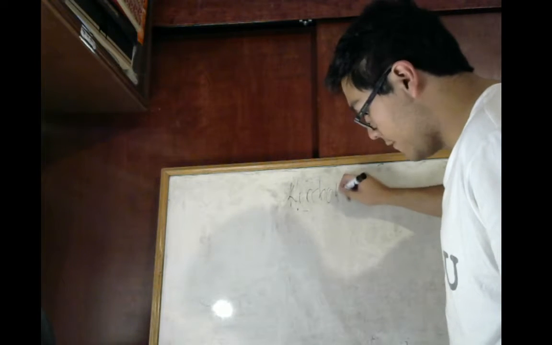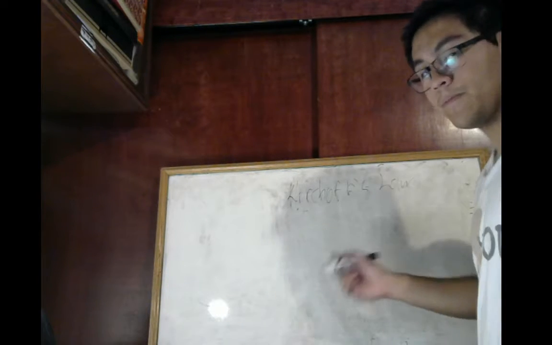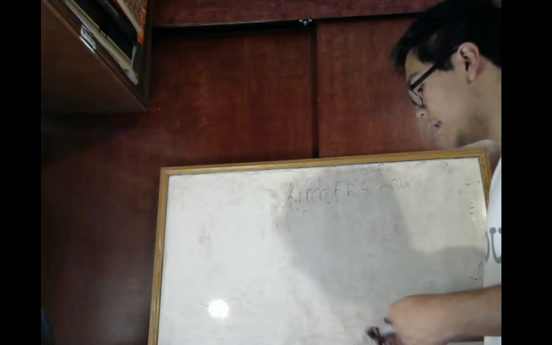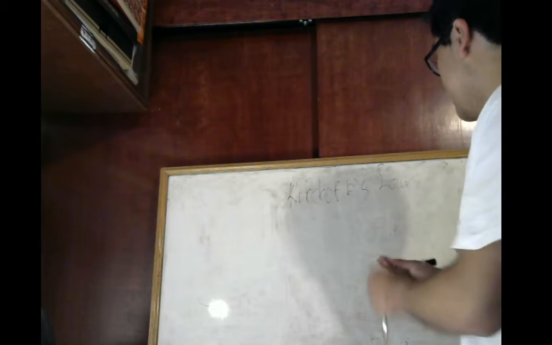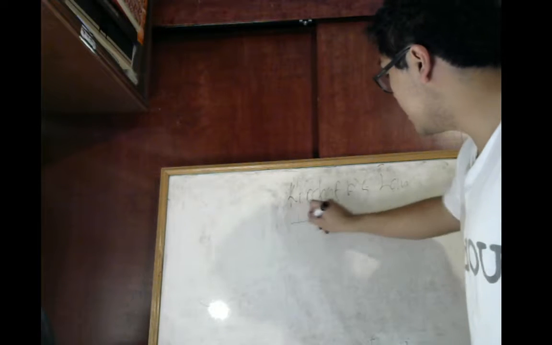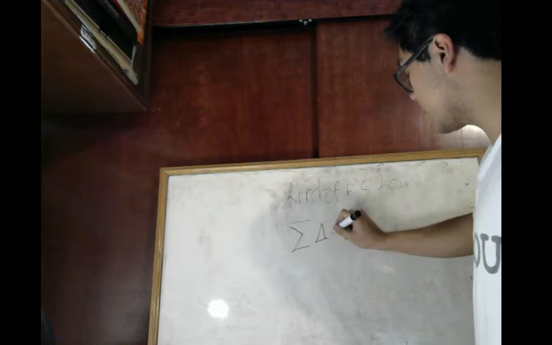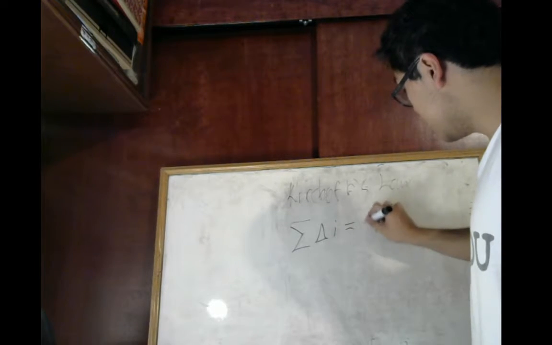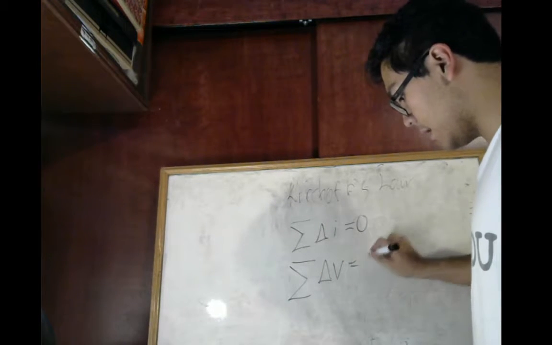Kirchhoff's law. Now, what Kirchhoff basically did was ask, when I have more than one battery in a circuit, how will I calculate it? Well, he put two simple rules, which may not be that simple in practice, but are pretty simple on paper. He said the sum of all the currents will be equal to 0, and the sum of all voltages will be equal to 0, right?